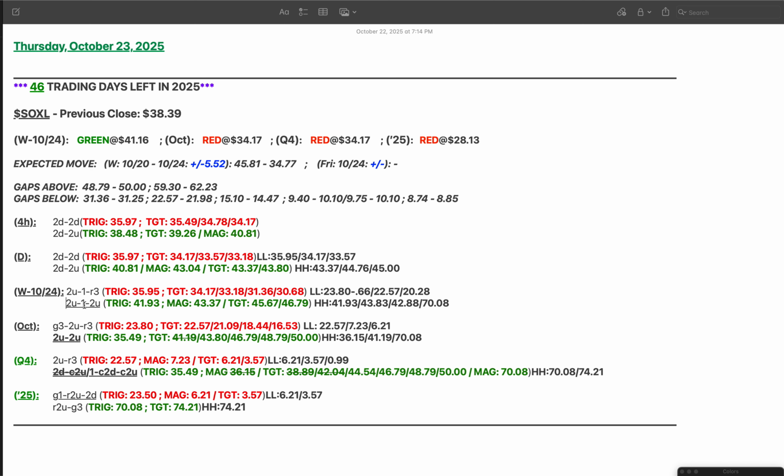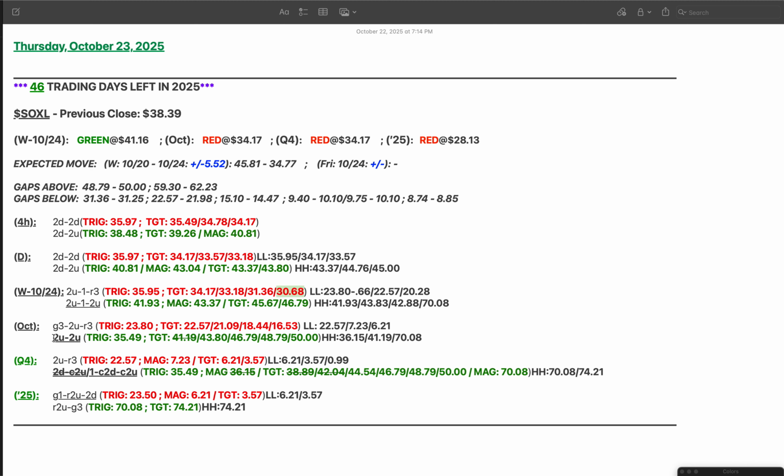On the week, again, we did trigger the 2-1-2 up. That's why it's underlined. But we are at risk of hitting that red 3 or bearish engulfer if we go below 35.95. If we do go below 35.95, the first target is going to be 34.17. The second target is 33.18, followed by 31.36 and 30.68. Kind of gave some additional extended targets there, but when it goes to the downside, it tends to drop pretty quick, pretty hard, right? So that's what we've got from the week.